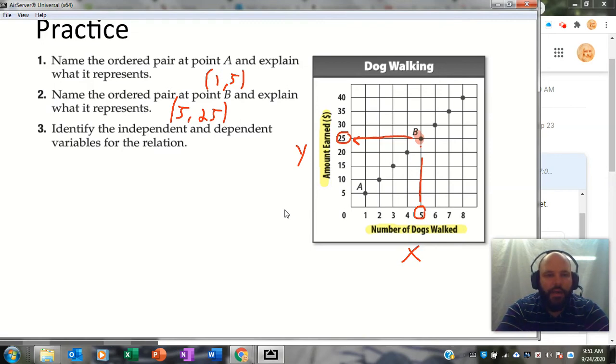Now, the last one says identify the independent and dependent variables for the relation. So you can see I already labeled our graph X and Y. So that's just a matter of remembering which is which. Remember, the independent is going to be X. So the number of dogs walked, I'm going to get a different color here, let's say blue, is the independent variable. And then the amount you earn is the dependent, right? So how much you earn depends on how many dogs you walked.